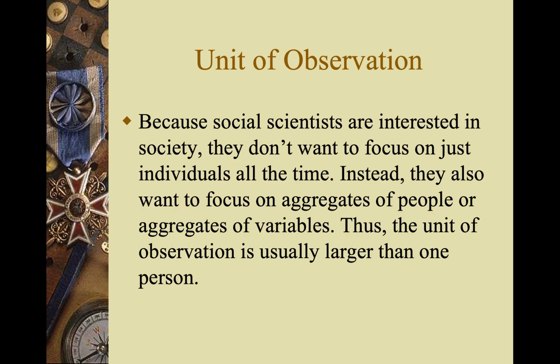A unit of observation: because social scientists are interested in society, they don't want to focus on just individuals all the time. Instead, they want to focus on aggregates of people or aggregates of variables. So the unit of observation is usually larger than one person. It can be one person, but generally, social scientists are interested in solving a particular problem about society or something like that. So they're interested in more than just one person.